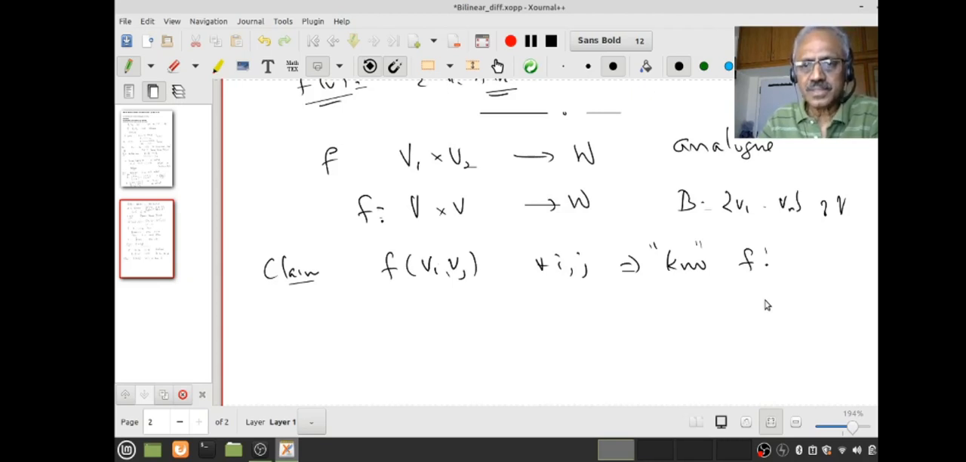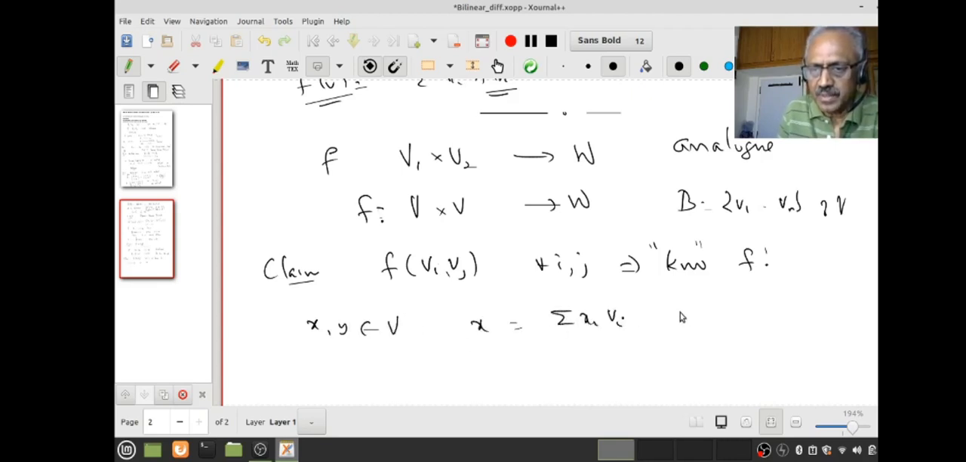Okay. Do you understand this? Why? Suppose I start with two vectors x and y in V, then I can write x equal to summation xi vi, y equal to summation yj vj, j equal to 1 to n, the same index, but you know the reason why we want to do.